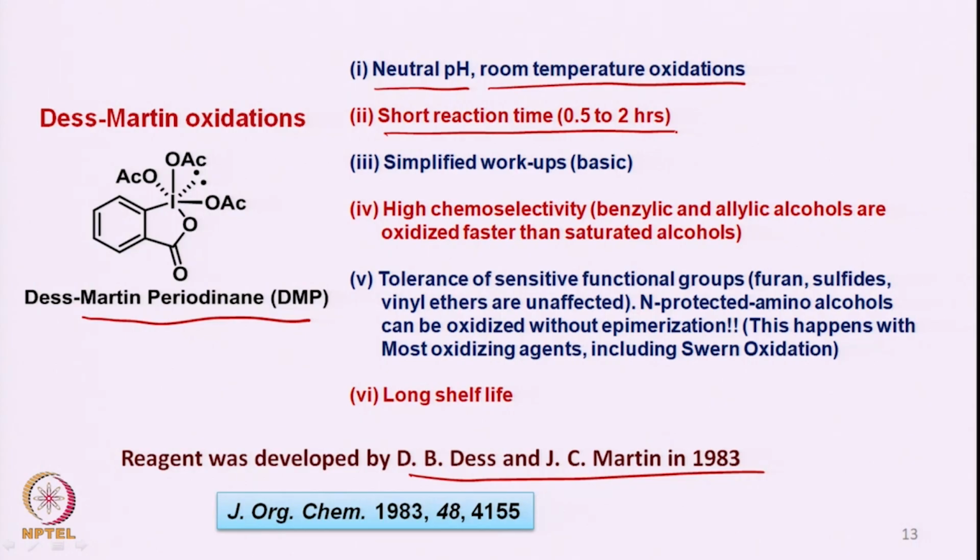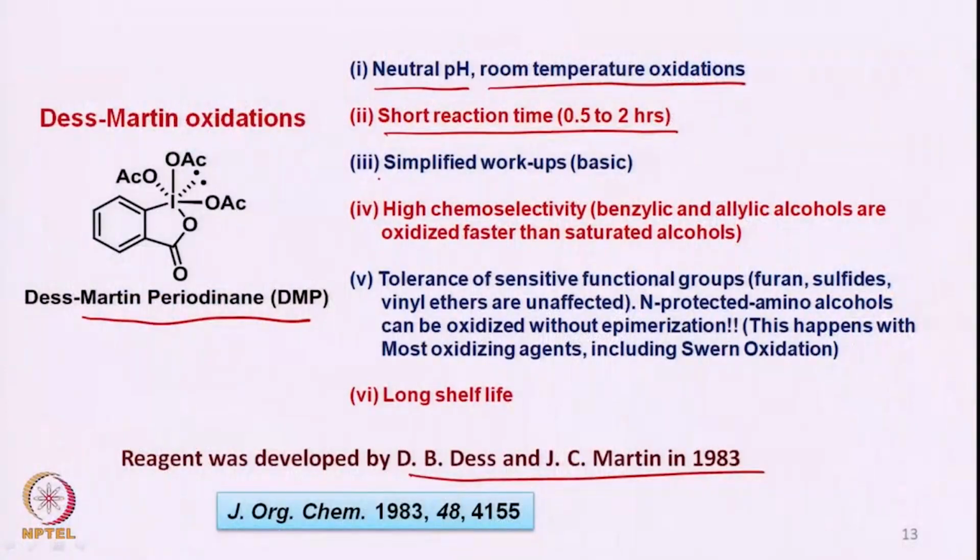-65 or something like that, and maintaining that low temperature is somewhat difficult and of course involves expenditure of energy. Plus this particular reagent system involves a simplified workup, a simplified basic workup. We will see later on how the mechanism allows this reaction to occur, and what comes out of the reagent is only acetic acid, which is a mild acid.